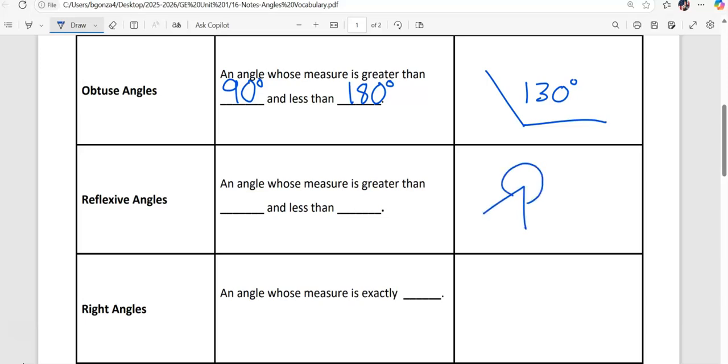But check this out. It goes this way. Instead of the small angle, it goes the other way. That's a reflexive angle. So it's greater than 180, but less than a whole circle of 360. Reflexive. It's like an angle going the bigger, longer way. This way.